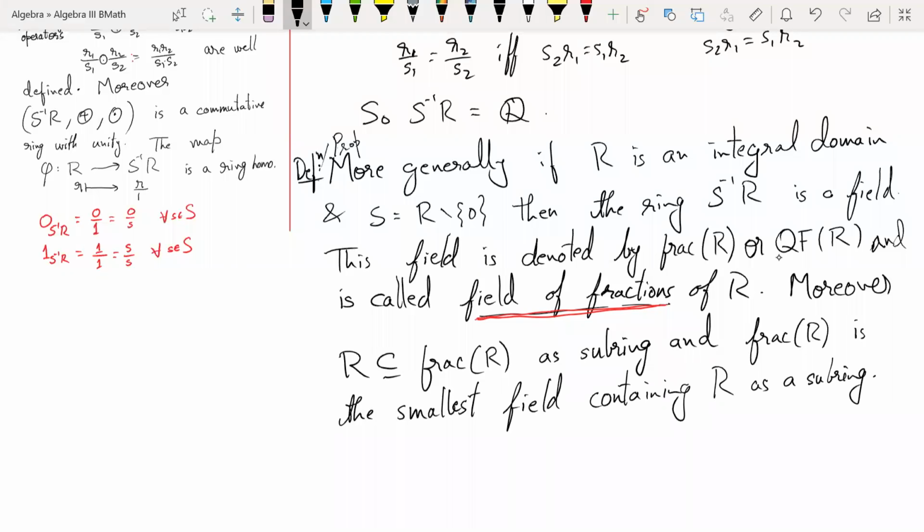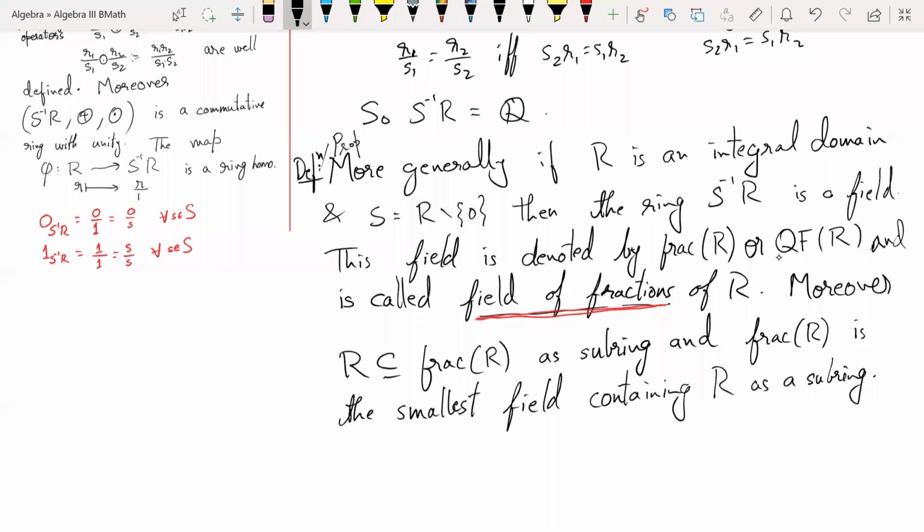Okay. So another way of defining the fraction field for an integral domain is that it's a field containing that integral domain and is smallest among all fields containing that. That means, in other words, there is no proper subfield of this field which contains R as an integral domain. That's the meaning of it's the smallest field containing R as a subfield. Okay, is that clear?